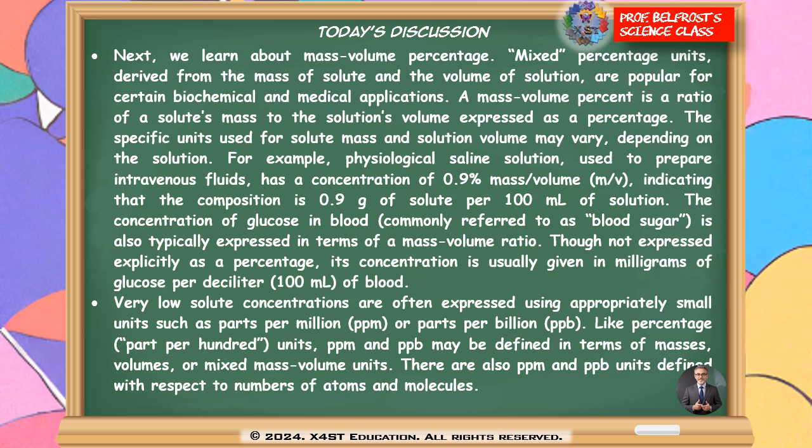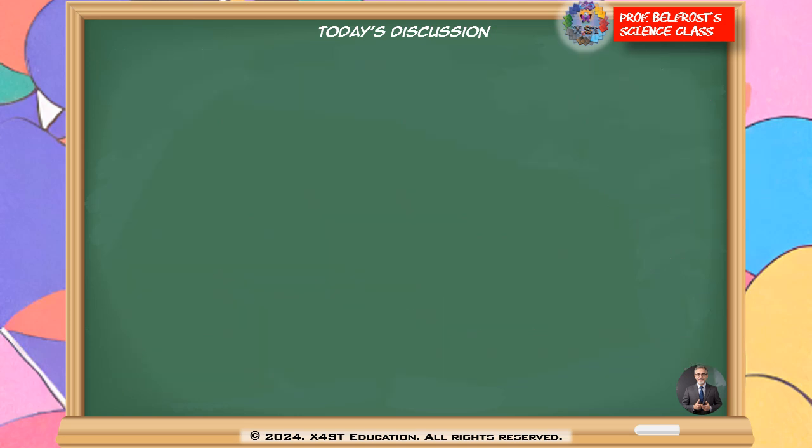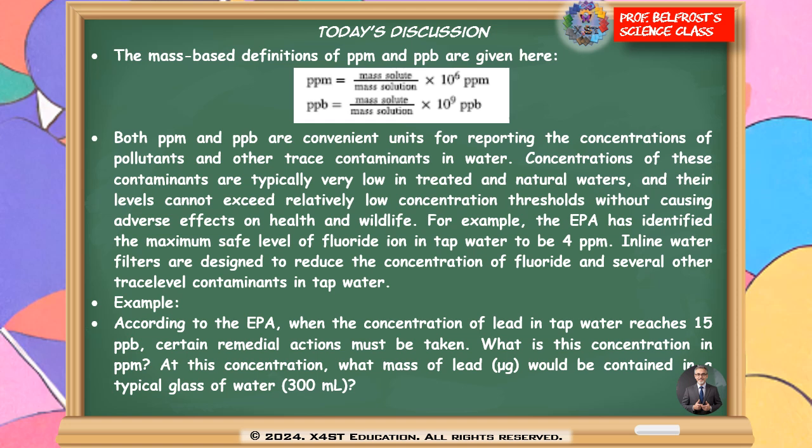Very low solute concentrations are often expressed using appropriately small units such as ppm or ppb, parts per million and parts per billion. Like percentage units, these two may be defined in terms of masses, volumes, or mixed mass-volume units. There are also ppm and ppb units defined with respect to number of atoms and molecules too. Here's the definition of ppm and ppb that we'll use, which is the mass basis.